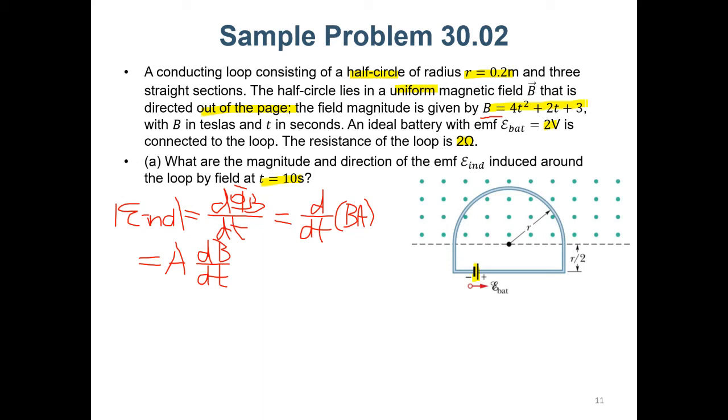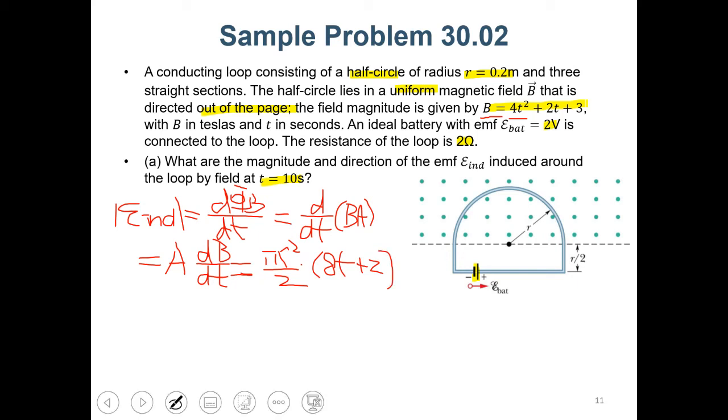B is a function of time. So A is nothing but pi r squared over 2, because this is a semicircle. And then d/dt. For the first term, it is 8t. For the second term, which is 2 plus 2. For the third term, a constant, the derivative should be 0. Right.